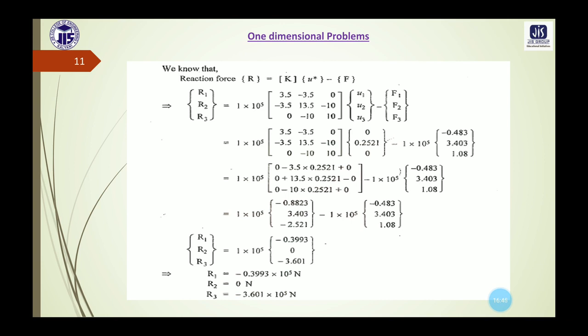For the last part of the numerical, we need to calculate the reaction force. Now, the formula of the reaction force vector equals K into U, that means multiplication of the stiffness matrix and the nodal displacement vector, minus the global force vector. As all the values of K, U and F matrices are known to us, we can simply put all the values here, and for the three different nodes we will have the reaction forces R1, R2 and R3 on the left hand side of this equation. So we need to perform the matrix multiplication.